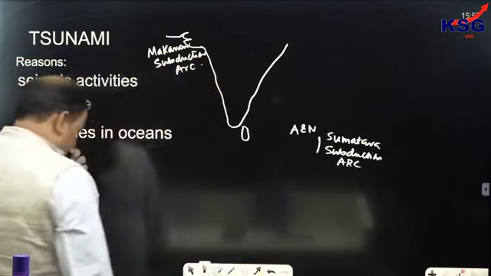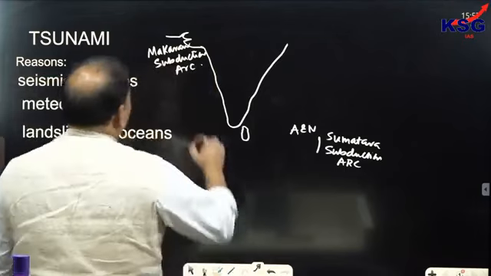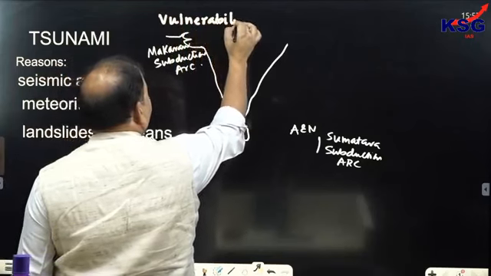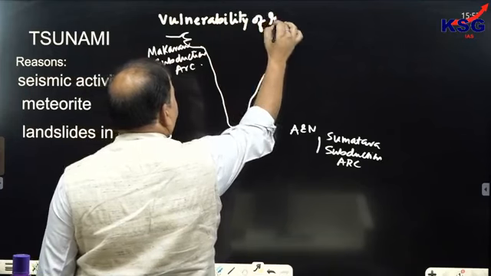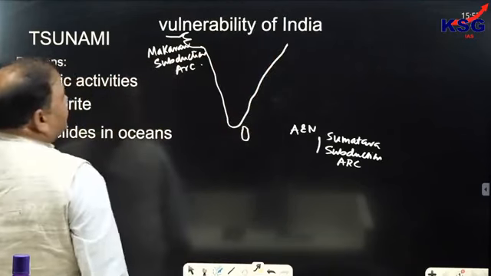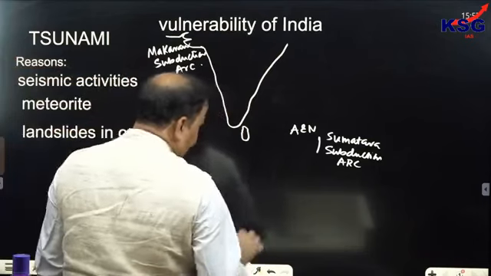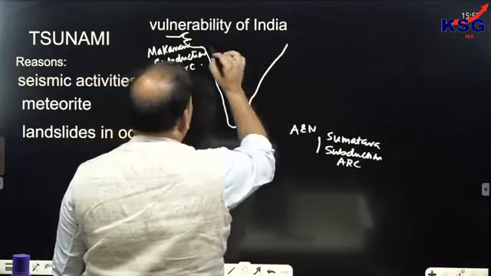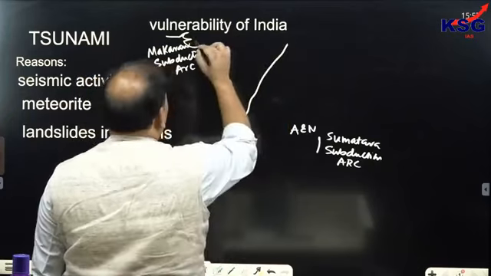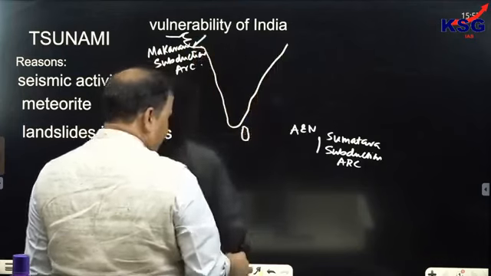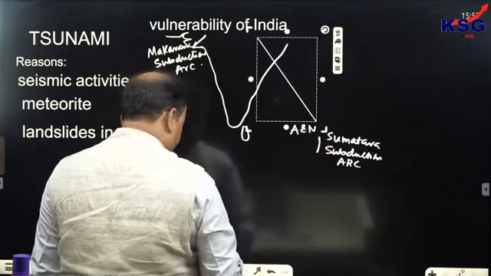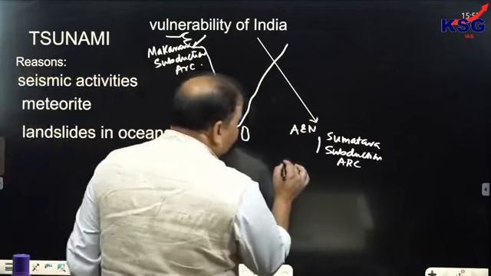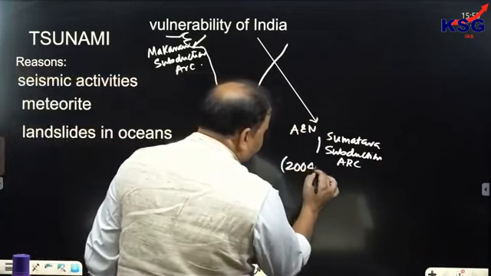So why is India vulnerable to tsunami? The vulnerability of India is because of these two subduction arcs. Clear. One is the Makran subduction arc, and the second is the Andaman and Nicobar subduction arc. And the Andaman and Nicobar subduction arc was responsible for the 2004 tsunami.